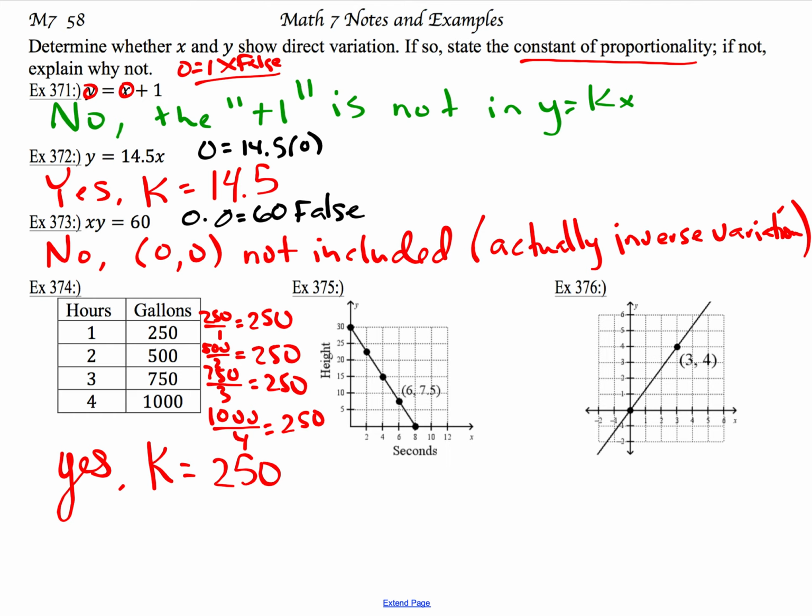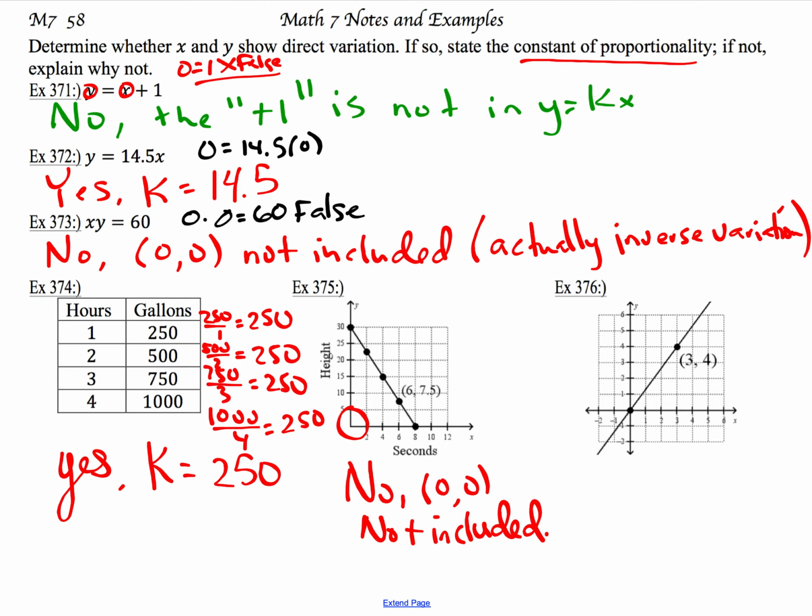Okay, let's look at example 375. We've got seconds versus height. Looks like something's going down. I'm going to notice right off the bat that it does not include 0, 0. So there's no way it could be direct variation.